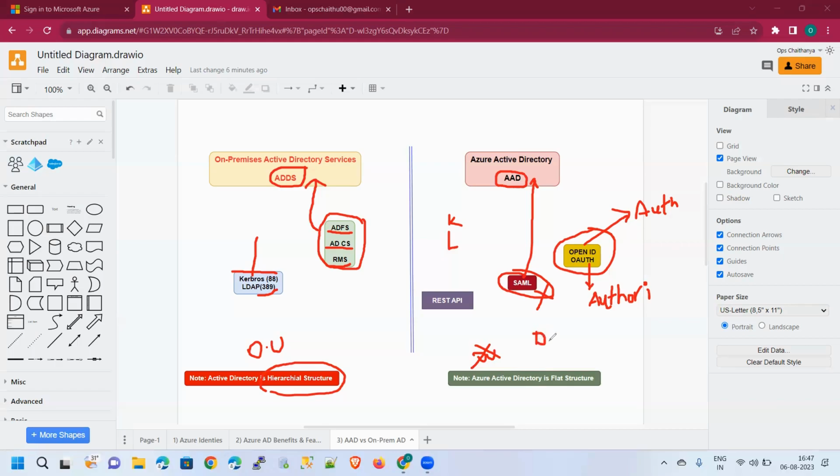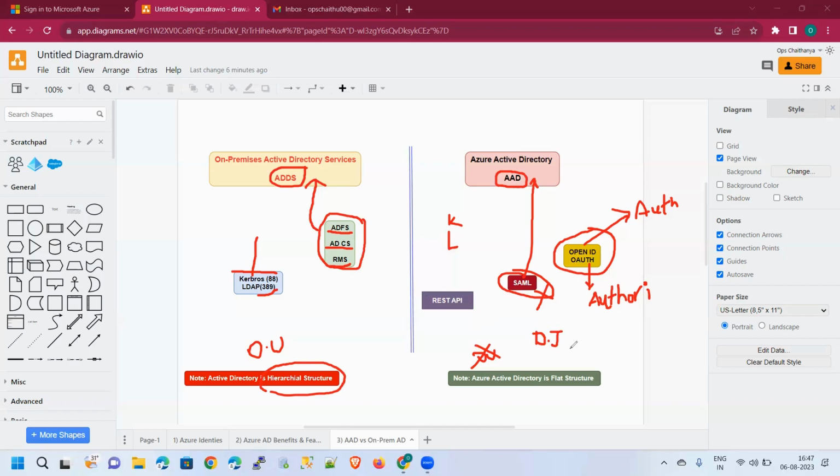Domain join. Let's talk about this domain join in the next videos. With this domain join feature, you can integrate your on-premises devices to the Azure Active Directory using this Windows domain join feature. That's all about domain join.